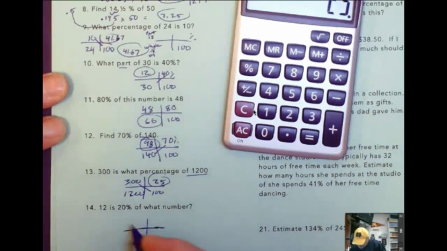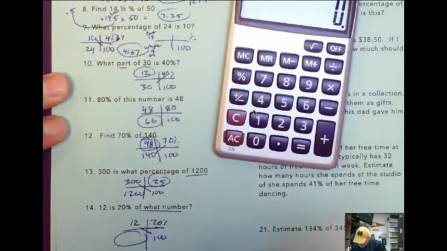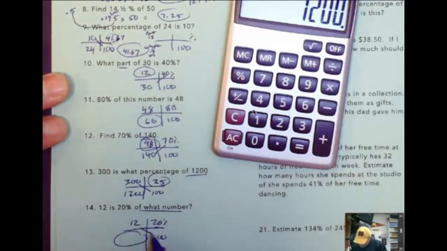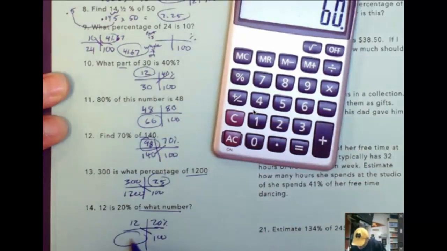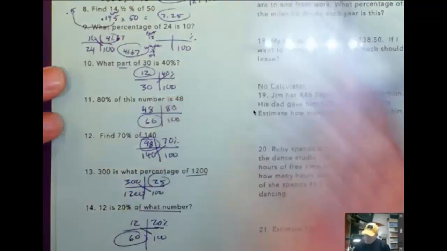And then let's do this last one. 12 is 20% of what number? We don't know what that is, and of course this is 100. So if I take 12 times 100, that's going to be 1,200, and I will divide that by that other number, by 20. And that equals 60. Let's see if this makes sense. 12 over 60, 20 over 100. Yeah, because 12 is 1/5 of 60. Okay? All right.